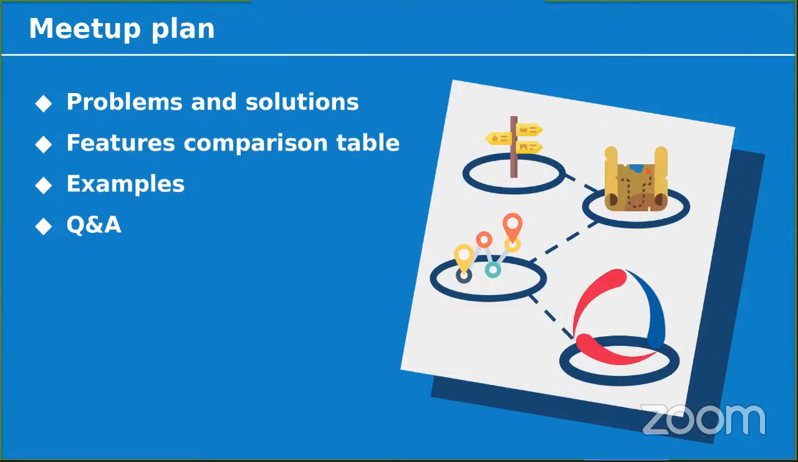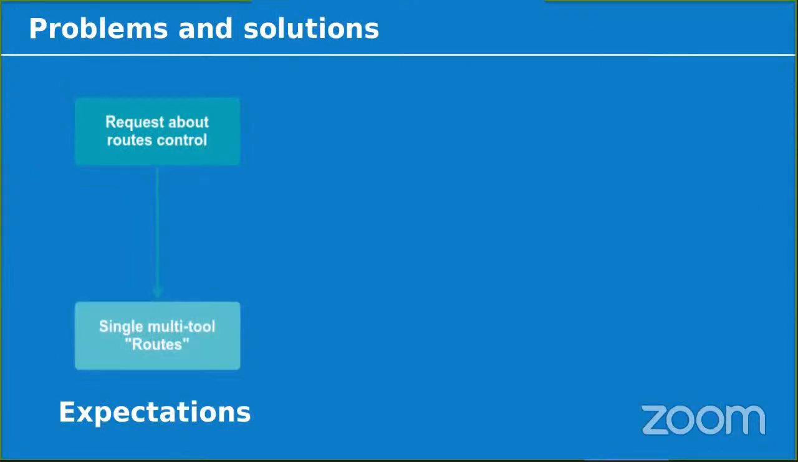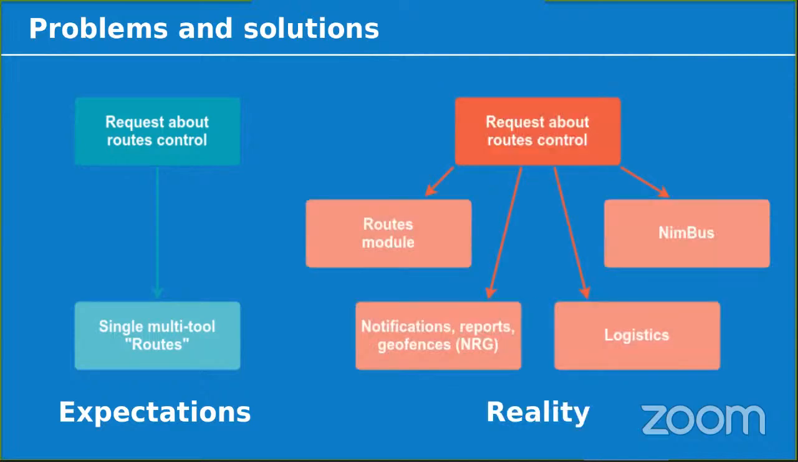I hope we are. And I want to start with the memes. I think the one about expectation versus reality is a good one to describe our case. When a client requests routes control, you expect to see a single multi-tool that suits every type of such request. And here is the reality. There is a special module, Routes, in Wialon. You can combine several simple instruments like notifications, reports, and geofences to control routes. I use the first letters of these words, notifications, reports, geofences, and call it NRG, or energy. Also, you can use web applications, Logistics, and Nimbus to work with some types of routes.